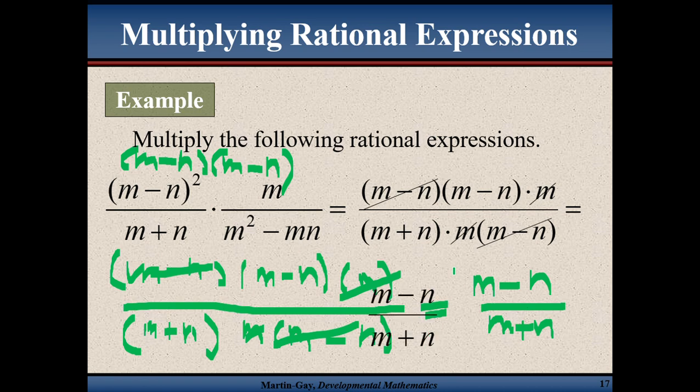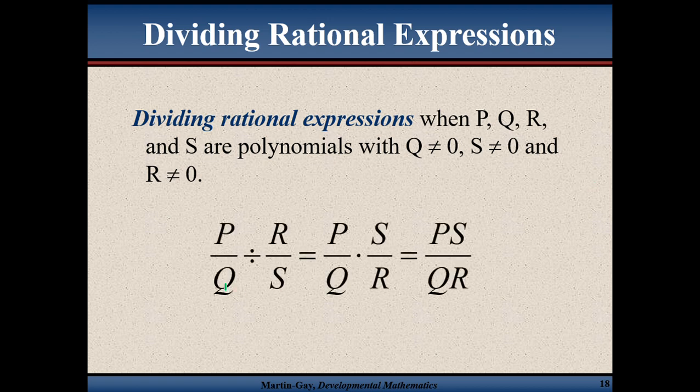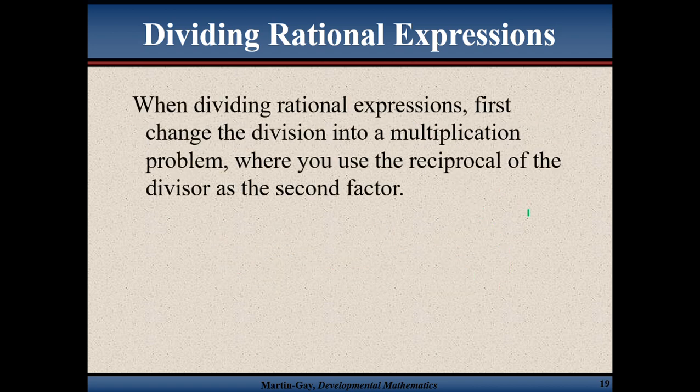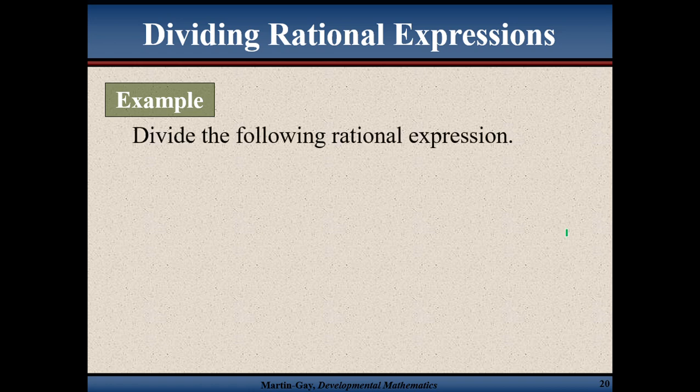Okay. Next. So, dividing rational expressions when P, Q, R, and S are polynomials with Q is not equal to 0, S not equal to 0, and R is not equal to 0. So, here, hindi ito dapat magiging equal to 0. So, when dividing rational expressions, first change the division into a multiplication problem. Use the reciprocal of the divisor as the second factor, then treat it as a multiplication problem: factor, multiply, simplify, and divide the following rational expressions.